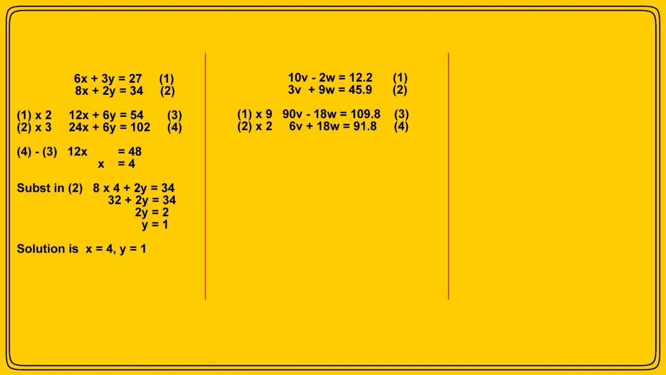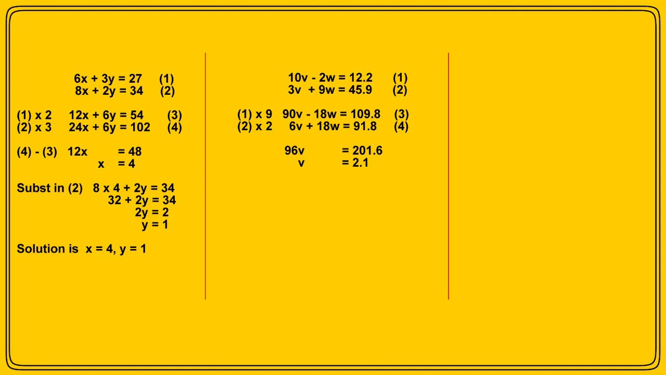Now, when we say make the coefficients of one of the variables the same, it's okay if one of them is positive and the other is negative, provided they're numerically the same as they are here. As one is positive and the other is negative, we add the equations to eliminate the w term, and that leaves us with 96v equals 201.6. Dividing both sides by 96 gives v equals 2.1.